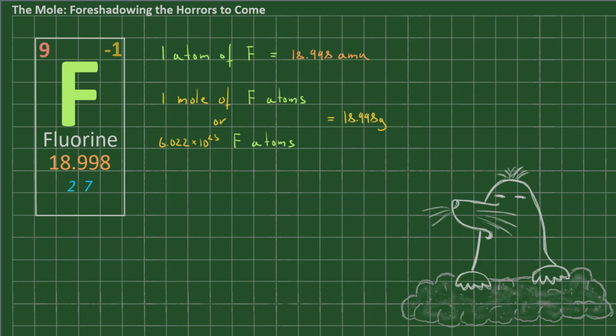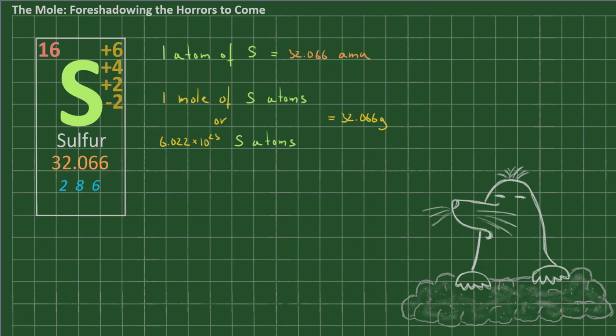If I'm talking about a single atom, the mass is given in AMUs, atomic mass units. Whereas if I'm talking about moles of atoms, the mass is given in grams. By the way, this is not something that only works for fluorine. This works for all of the elements in the periodic table. So let's do one more example.